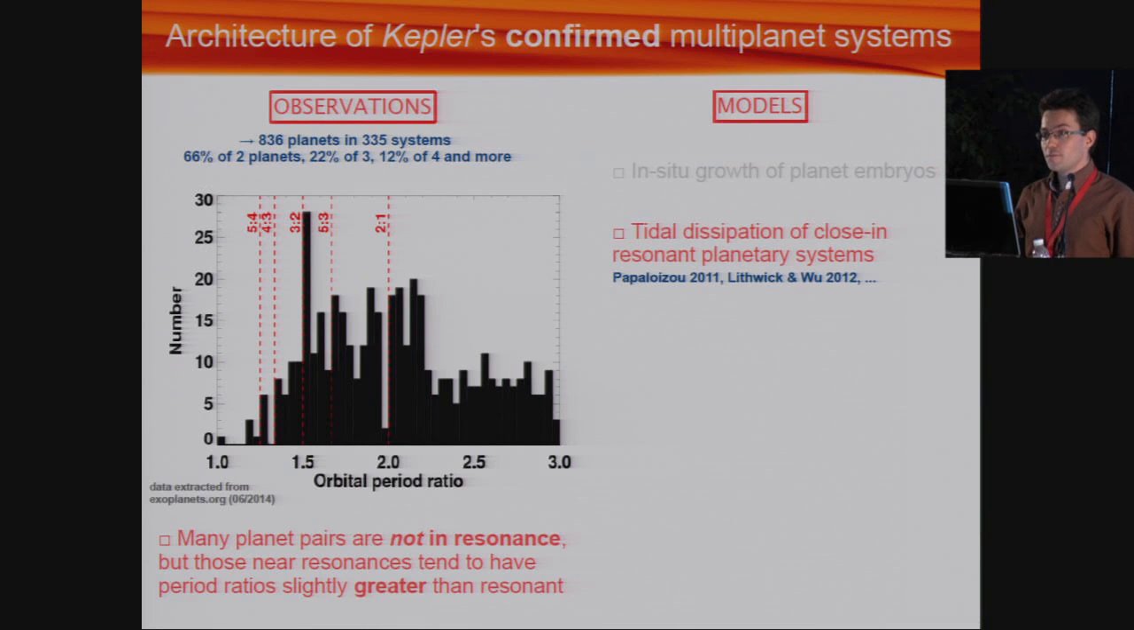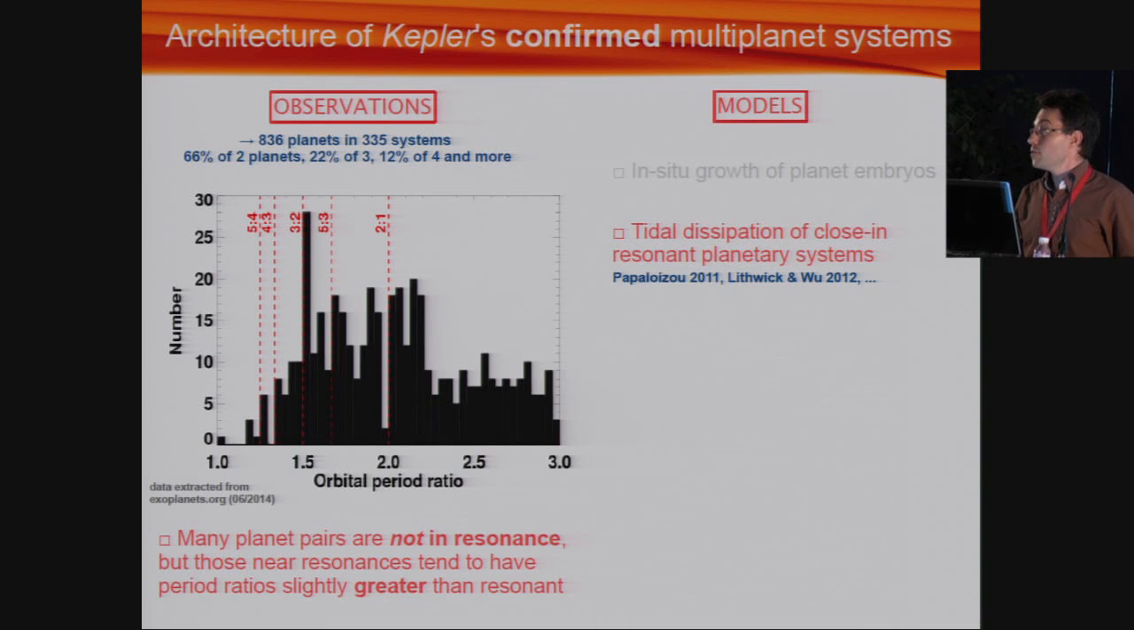Another mechanism that has been proposed is also the tidal dissipation occurring in resonant planet pairs. If the innermost planet of a given planet pair is sufficiently close to its host star, then tidal dissipation can lead to some sort of repulsion of a planet pair, with the pair ratio increasing over time by some amount, and this might account also for this observed trend that planets tend to be just wide of resonance.